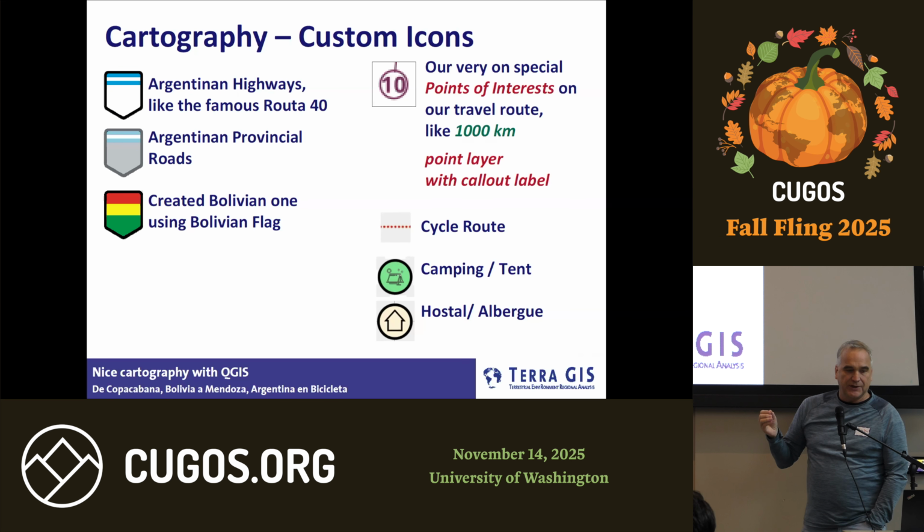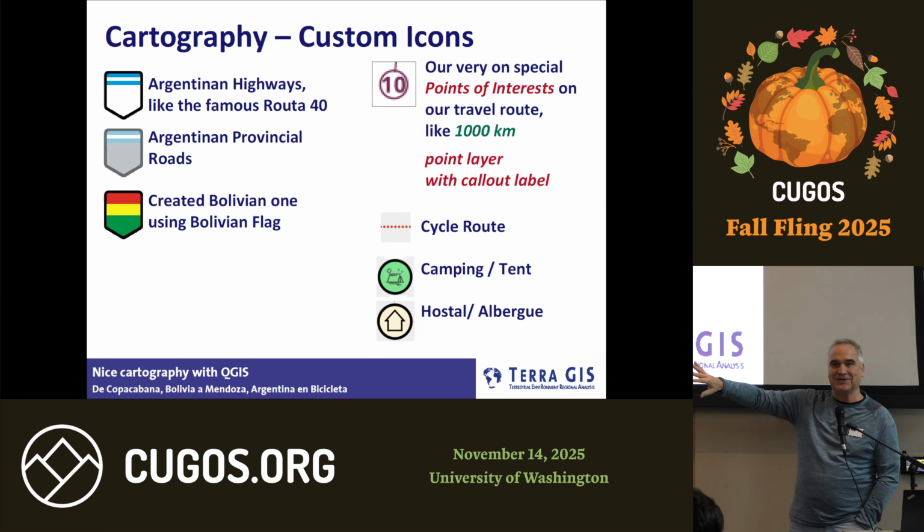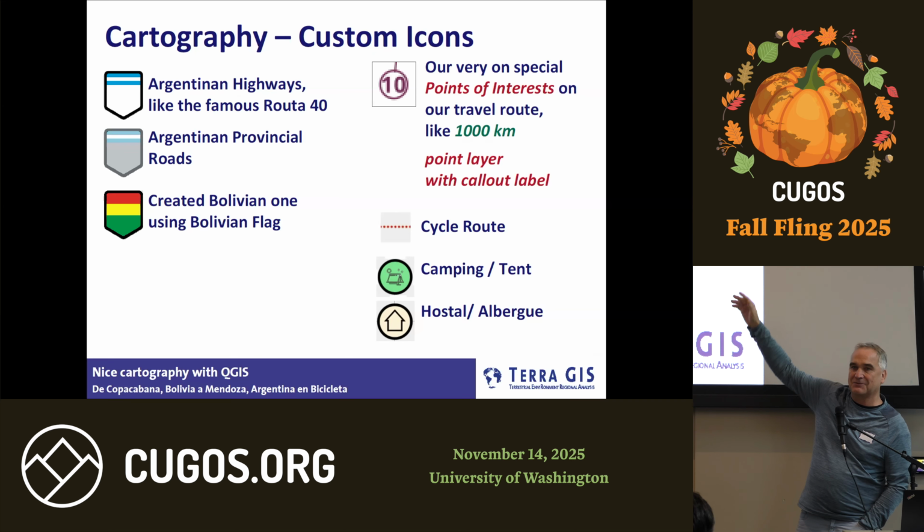For example, the points of interest, like when we crossed the 1,000, 2,000, 3,000 kilometer mark, or something crazy happened on the road. I have a legend for about 30 points that were of interest to us personally. And I just used a point, but I don't show the feature. Then I have a callout as a label, which has these numbers, and it corresponds to the thing. And then there's this connection callout line. That's what I used here.